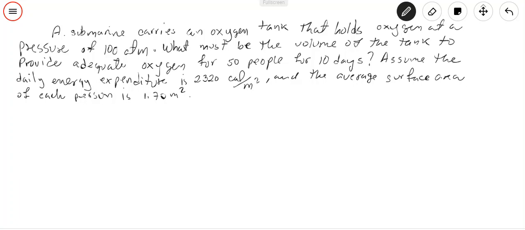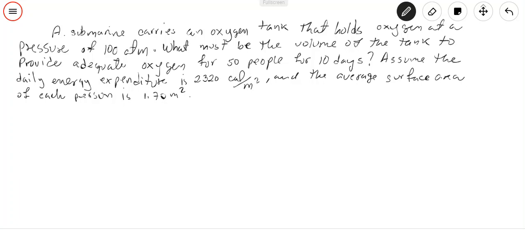A student, let us solve the following problem. They say that a submarine carries an oxygen tank that holds oxygen at a pressure of 100 atmospheres. What must be the volume of the tank to provide liquid oxygen for 50 people for 10 days? Assuming the daily energy expenditure is 2,320 calories per square meter and the average surface area of each person is 1.70 square meters.